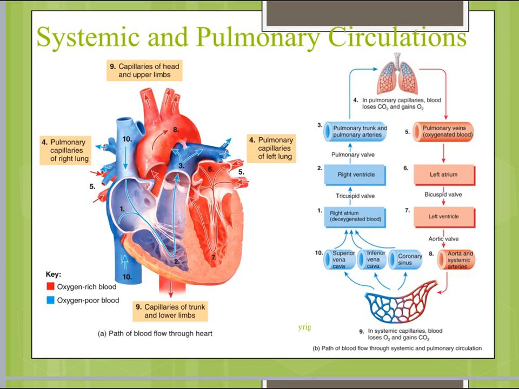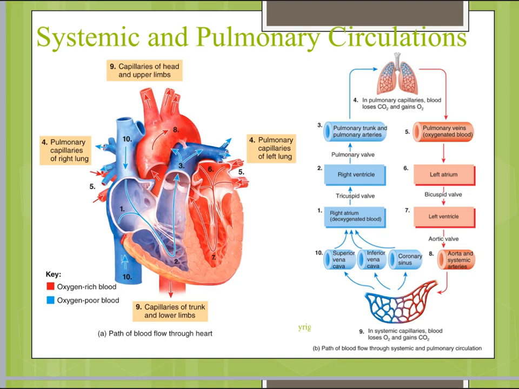Our next job is to trace blood through the heart and through their respective systems and circuits. So we deal with systemic circulation and pulmonary circulation. Again, the systemic circuit is blood to and from the body, and the pulmonary circuit is blood to and from the lungs. So we have to pick a starting point.